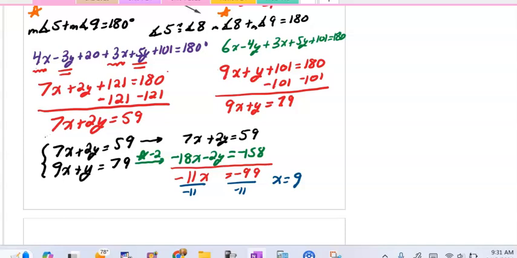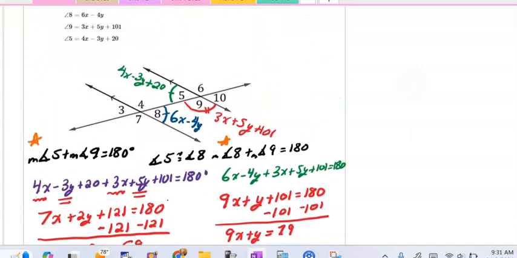Now that you got x to be 9, you could come back in here and plug in. So I'm going to highlight where I'm plugging in. I'm going to plug into that yellow equation. So I could do 9 times 9 plus y is 79. So 81 plus y is equal to 79. Then you subtract 81 from both sides. And when you subtract 81 from both sides, you'll get y to be negative 2.